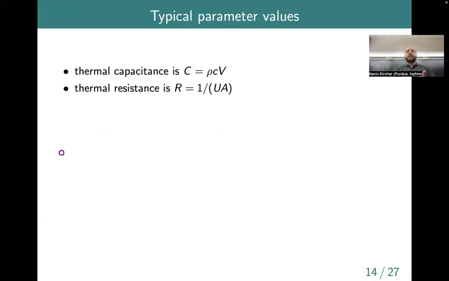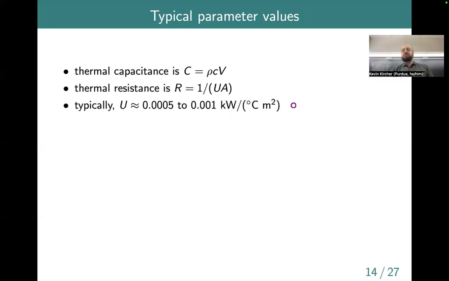All right, so let's talk about some typical values, how you would calculate them. For the thermal capacitance, fairly easy. You just look at the density, the specific heat, and the volume of the stored medium, and multiply them and you get C. And then for R, the thermal resistance, it's the reciprocal of the product, U, the thermal transmittance, times A, the surface area of the tank.